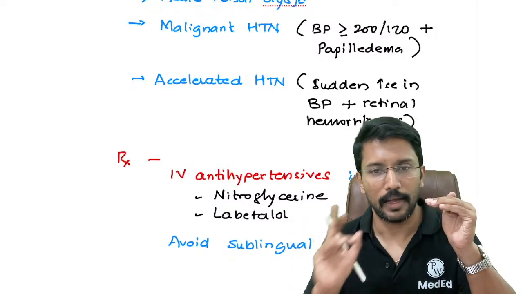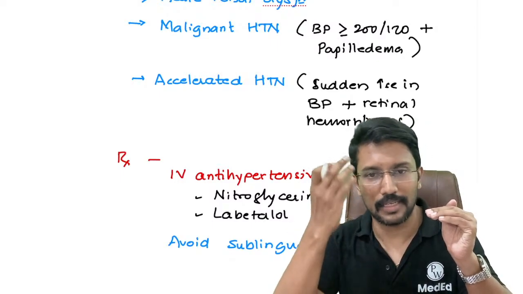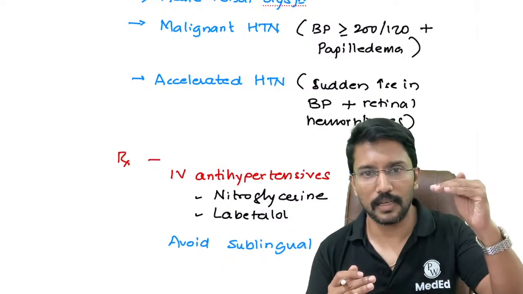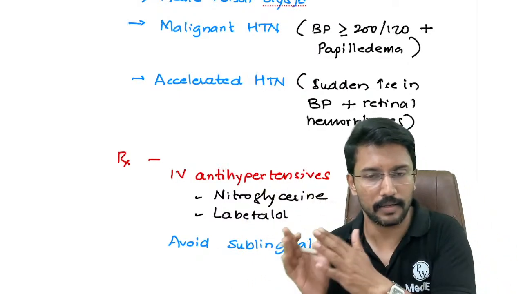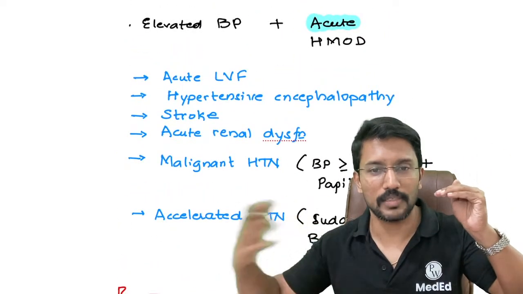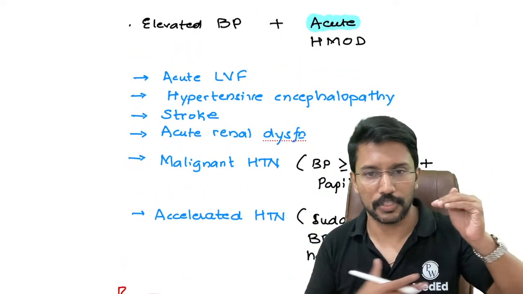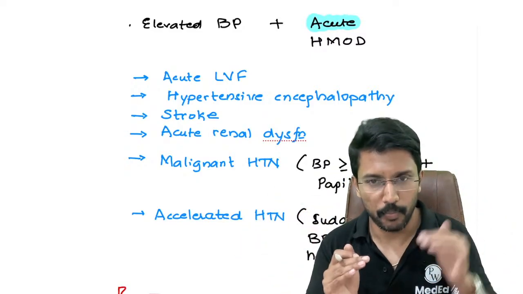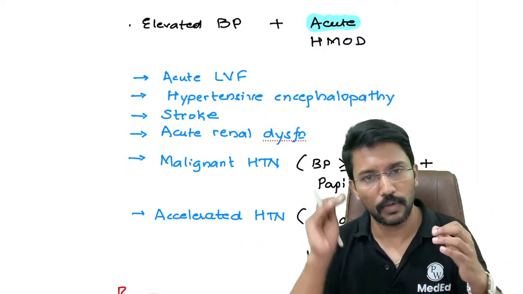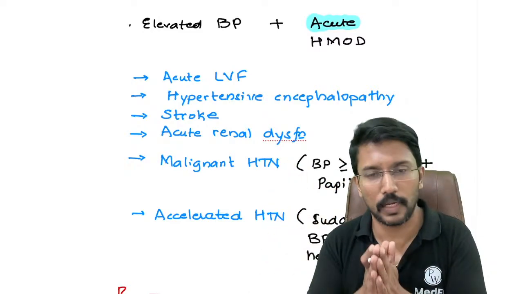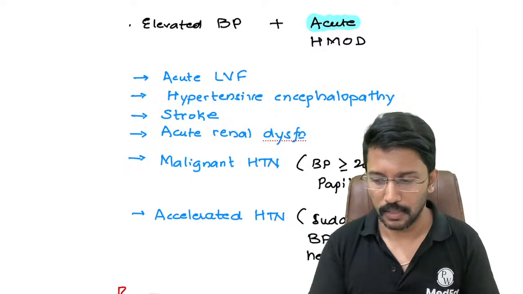BP has risen, and now when I do the fundus examination, I see retinal hemorrhages, that is accelerated hypertension. BP has suddenly risen and I see papilledema, that is malignant hypertension. BP has suddenly risen and the patient has developed sudden-onset heart failure with lung congestion, pulmonary edema, that is hypertensive emergency. BP has risen from his baseline value and now he is in altered sensorium and we are making a clinical diagnosis of hypertensive encephalopathy, that is hypertensive emergency.